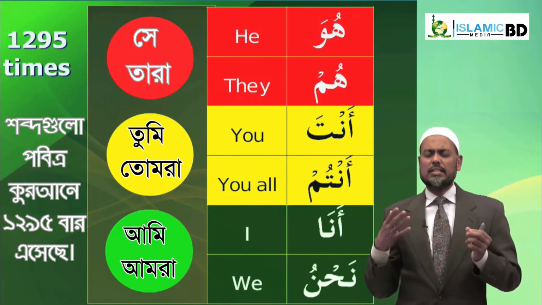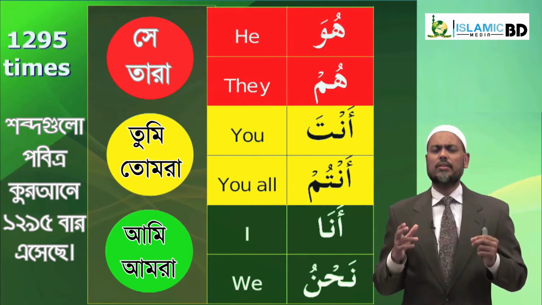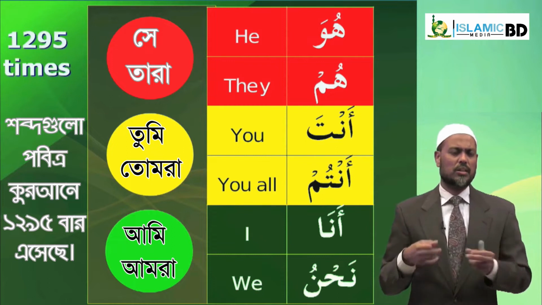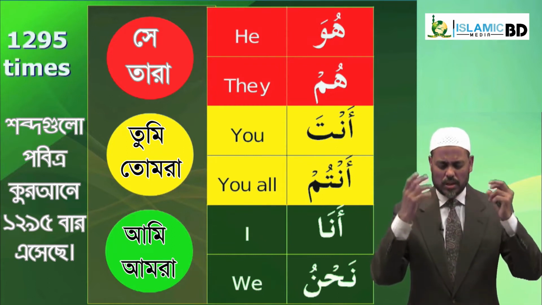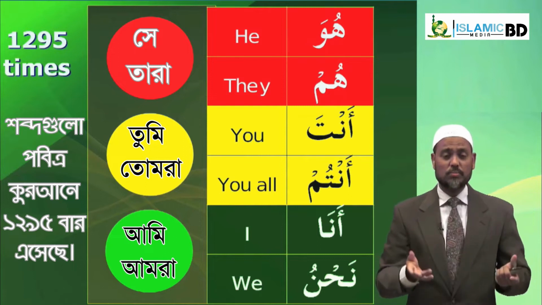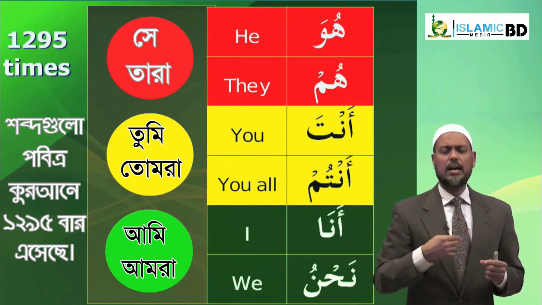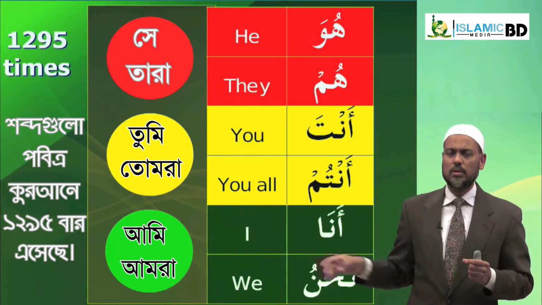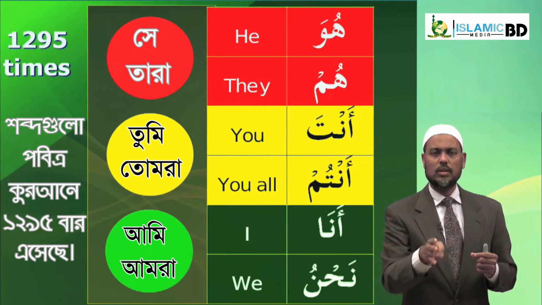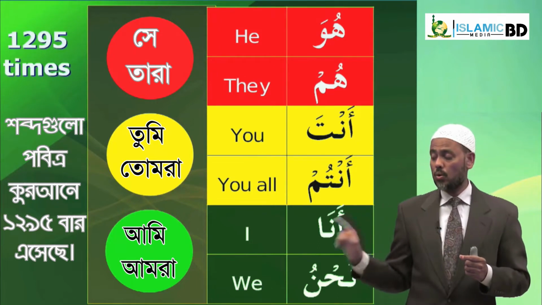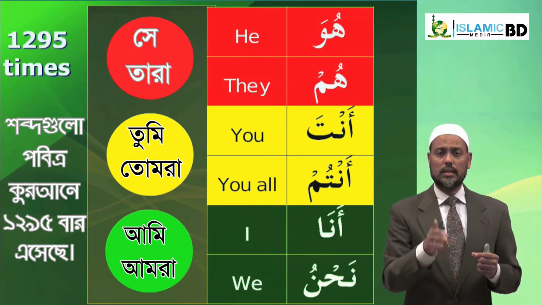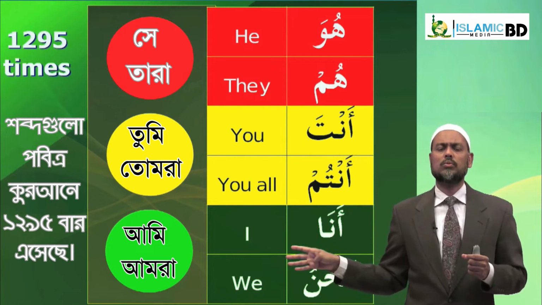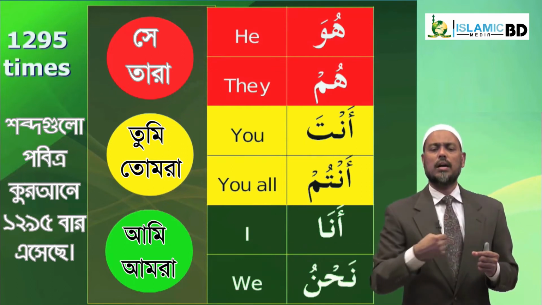So now let us speak in Arabic only. Think as if you are talking to Arabs. So when you are talking to Arab brothers and you don't know the language, you try to use your whole existence to show what you mean. So just show it as you are speaking. So repeat after me. Huwa, hum. Anta, antum. Ana, nahnu. Huwa, hum. Anta, antum. Ana, nahnu.